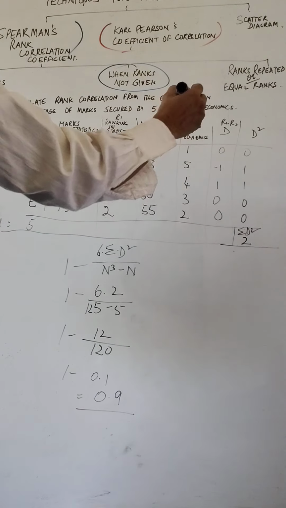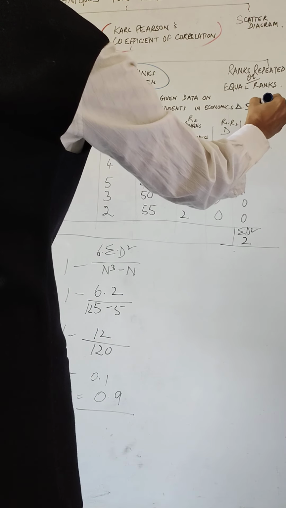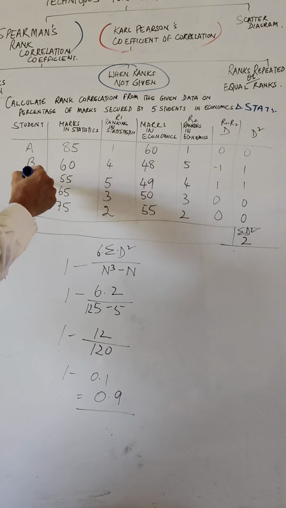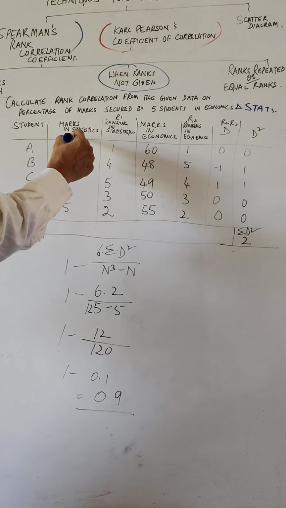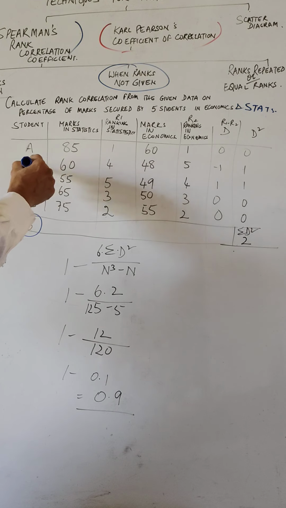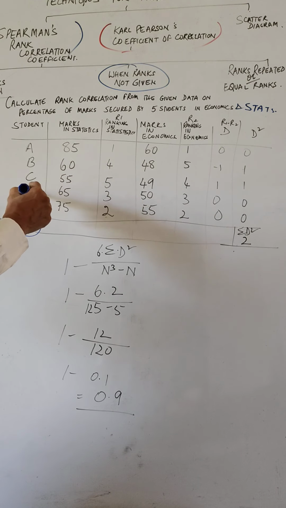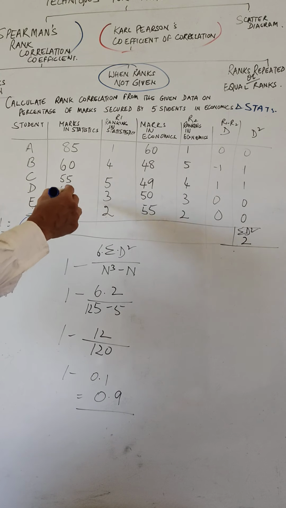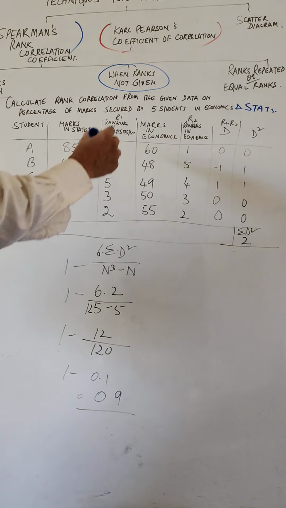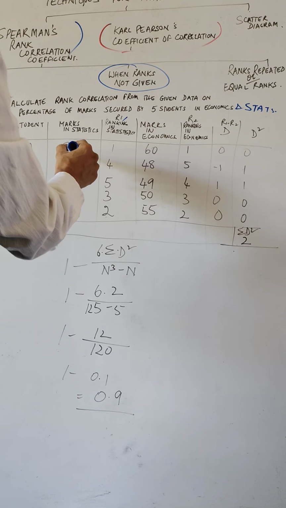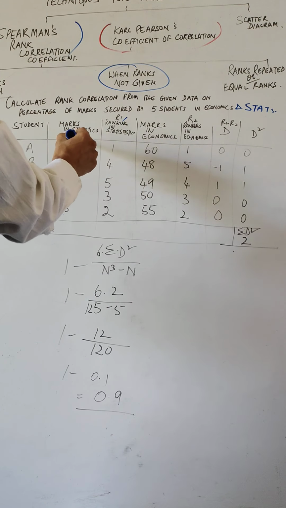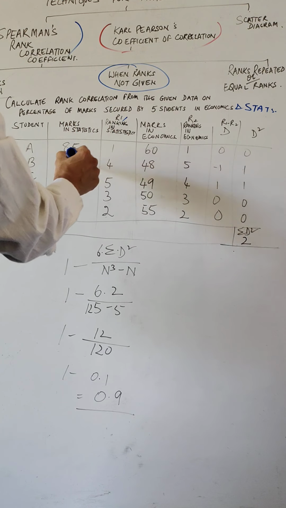The subjects are statistics and economics. These are the students A, B, C, D and E, so there are 5 students. These are the marks in statistics: A gets 85, B gets 60, C gets 55, D gets 65 and E gets 75. Now let's rank it and call it R1. The first rank goes to the highest percentage. A gets the highest percentage in statistics, so we put him as rank 1.